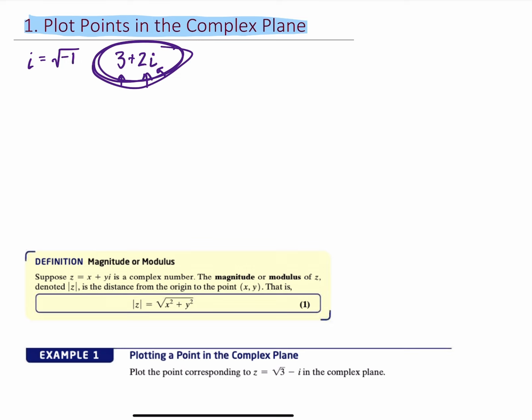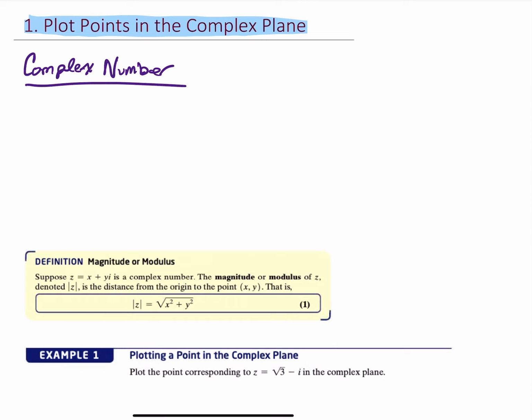So let's be more general. Let's describe in general what a complex number would look like. So we usually use the letter z to denote a complex number. And we can write it as x plus yi, where the x is your real part and the yi is your imaginary component.